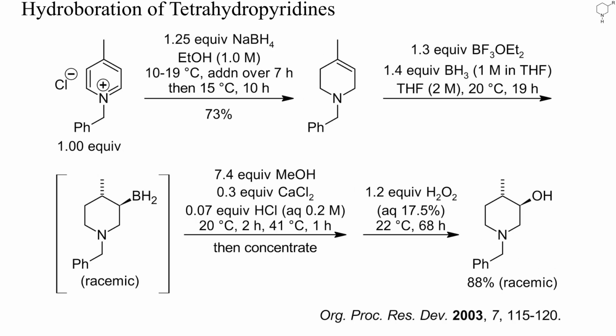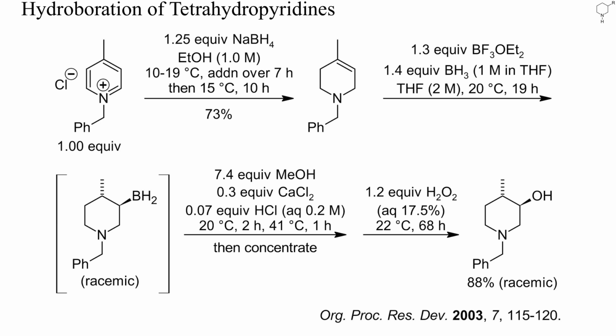In this example, a tetrahydropyridine was prepared as on the previous slide and then hydroborated with an excess and a high concentration of borane. One problem of large-scale hydroborations is that during the oxidation with hydrogen peroxide, hydrogen is liberated, which can lead to the formation of an explosive gas mixture. To lower the amount of hydrogen liberated during the oxidation, in this example, the intermediate borane was first hydrolyzed with aqueous hydrochloric acid.